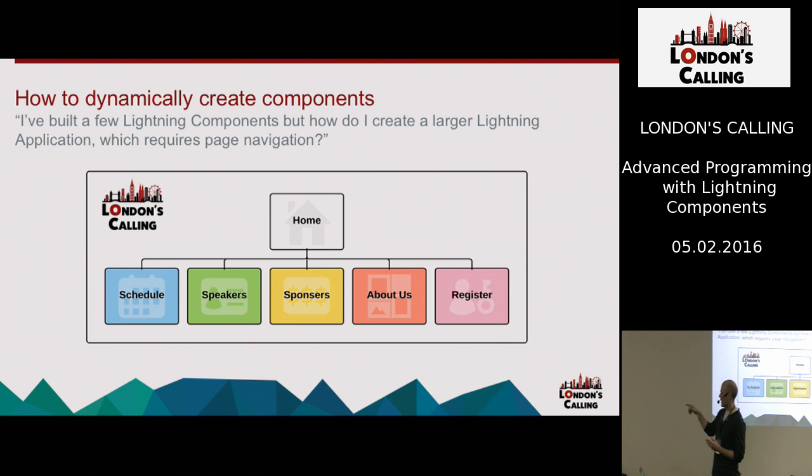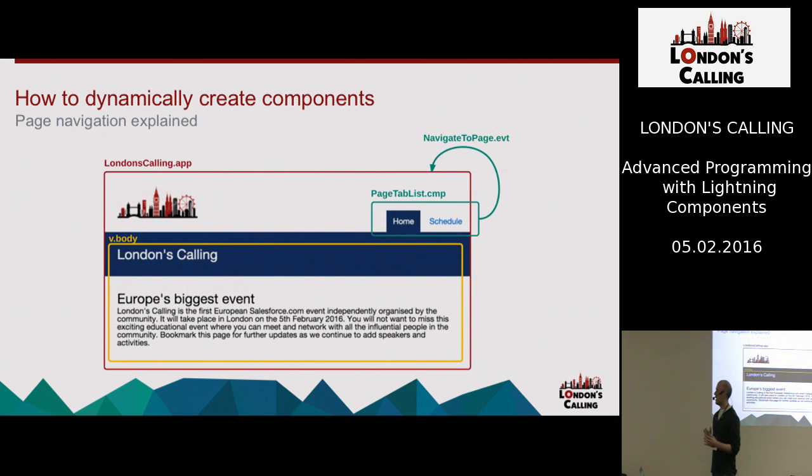Essentially what I've got here is we're going to have a home page, and then several sub-tabs. And the question really is, how are we going to navigate around this application? As you might be aware, Lightning Framework is really about single-page apps. So in this example, London's Calling is the app, and then we have a few other subcomponents working around here. We've got the page tab list, which represents the pages that you can navigate to, and we've got the body of the app itself, which is the page that's going to change as you click on each of those tabs.